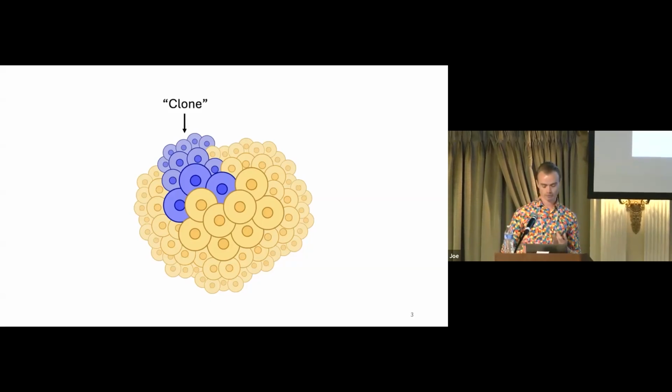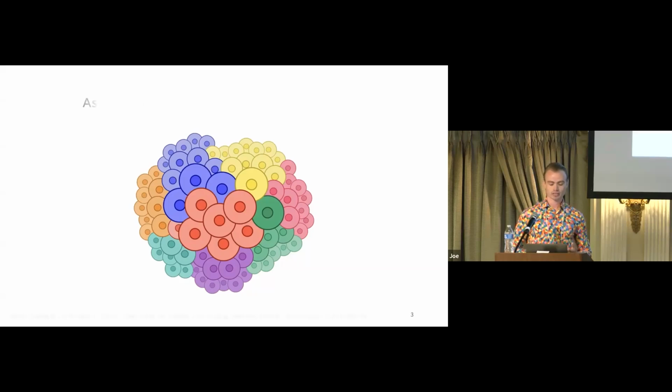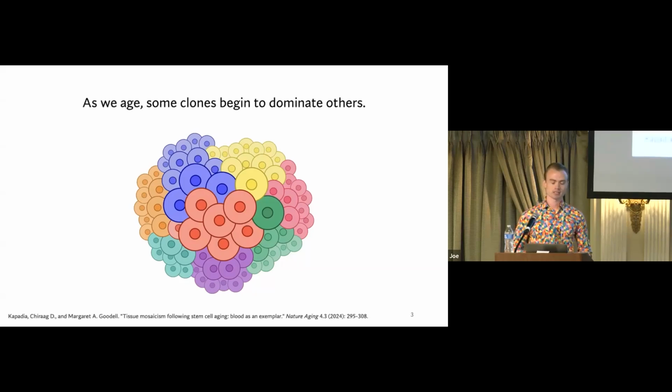The picture I want to paint for you here is that our tissues don't consist of these sparse mutations with some clones appearing here and there, but really our tissues are full of these different heterogeneous types of cells that all come from different mutations and that all have the ability to expand. But one thing that is observed in lots and lots of different organisms, as well as lots of different types of tissue, is that as organisms age, some clones begin to dominate others, and in general, we see fewer of these clones.